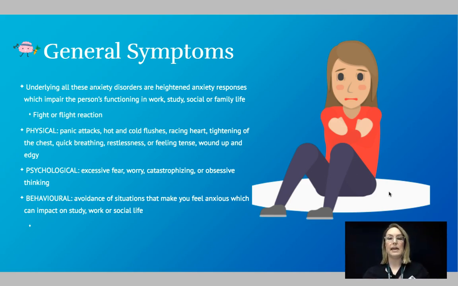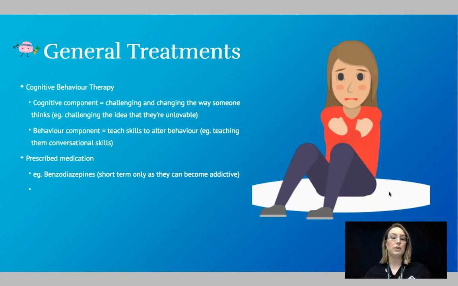Psychological symptoms of anxiety, generally speaking, are things like excessive fear and worry. Note there that it's excessive. Something called catastrophizing, which is imagining the worst possible outcome of something, and also obsessive thinking. When we talk about behaviours of people who have anxiety, they're not always obvious, but it could be an avoidance of situations that cause anxiety, which makes sense. No one wants to experience those symptoms, so it makes sense to try and avoid situations that would bring up that experience.